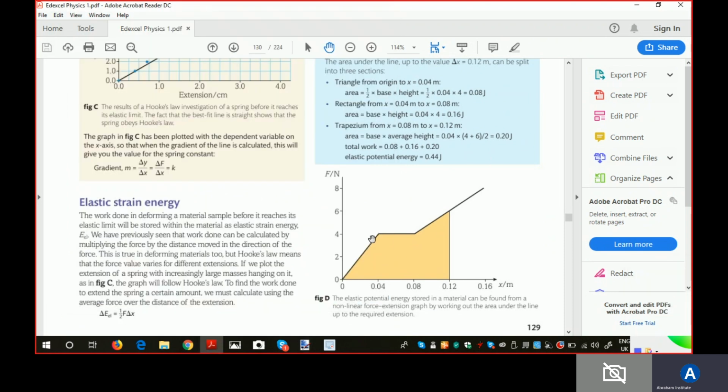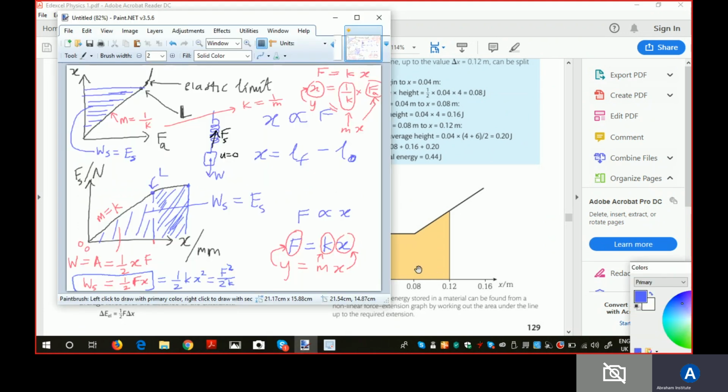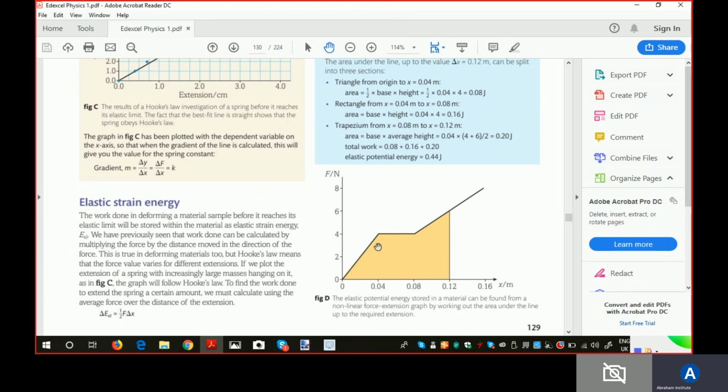But beyond that, what do we have now? We don't have a triangle after this 0.04. So therefore, we can't use this equation to calculate this full area. Only up to this area we can use it. Find the total work done on the spring or total elastic potential energy stored in the spring when it is extended to 0.12, then we have to find this area.